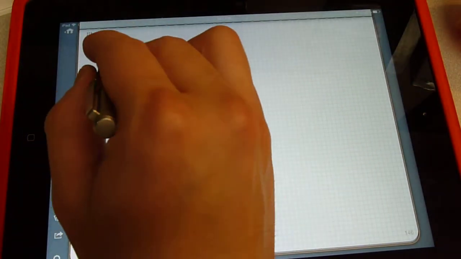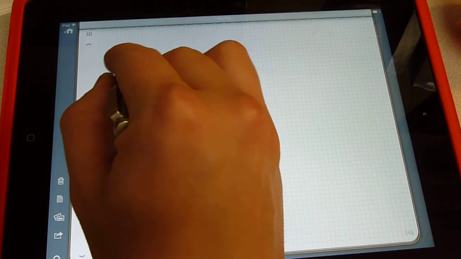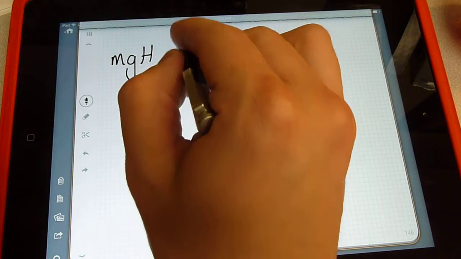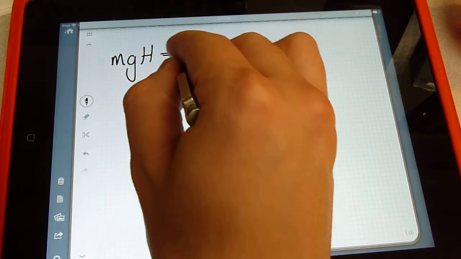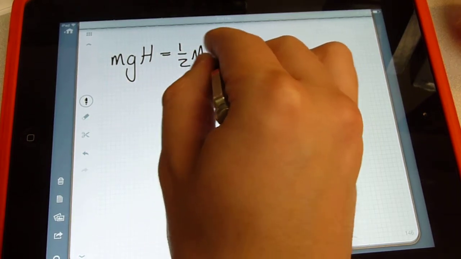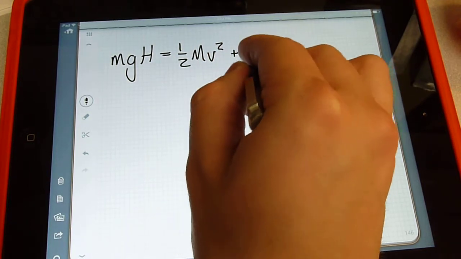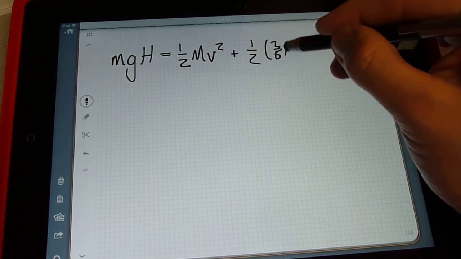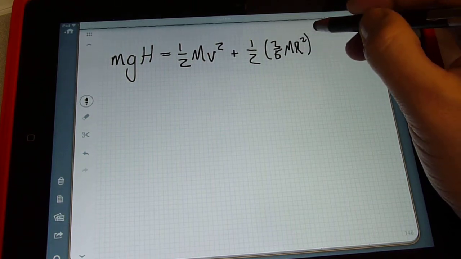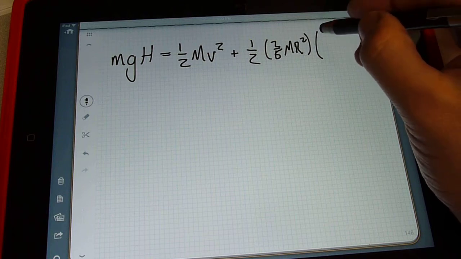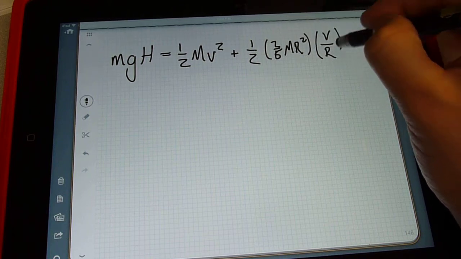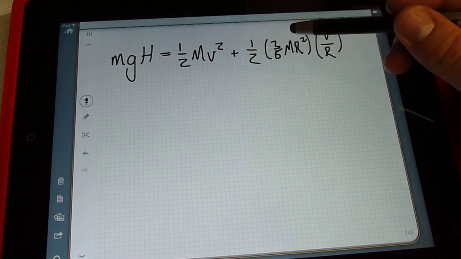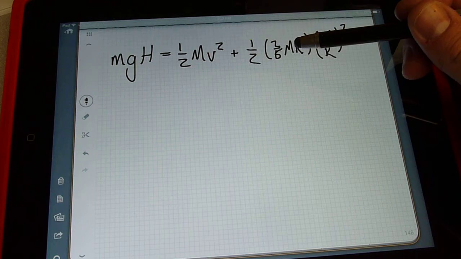So I'm left with, this side had mgH. That was a capital H, just what I've chosen for this problem. Equals 1/2, these first two terms don't change, 1/2 mv squared plus 1/2, and then our moment of inertia, 2/5 mr squared, and then our omega, we said, was v over r, squared. So now I have relationships that only have v and all my other given parameters, h and r, etc.